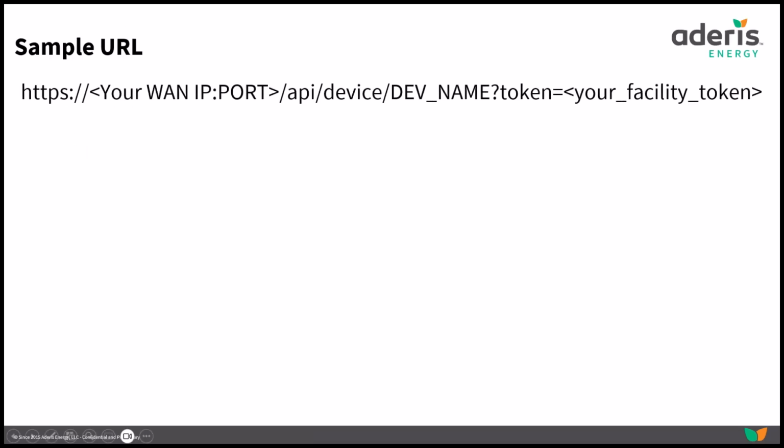To effectively use the API, it's crucial to understand the components of the URL and how to construct requests. Below is a breakdown of the URL structure. First is the protocol. This specifies the communication protocol to interact with the server. In this case, HTTPS. Next is the WAN IP address of the server where the API is hosted.